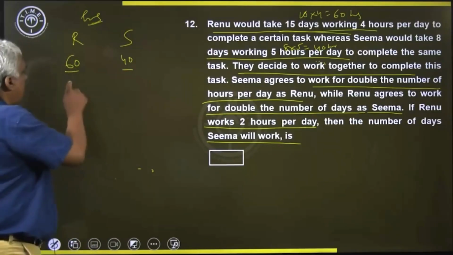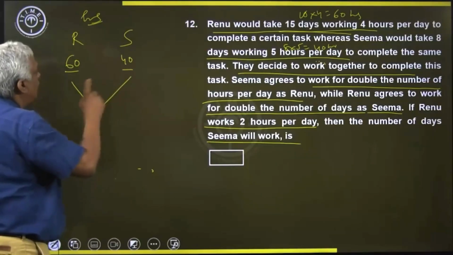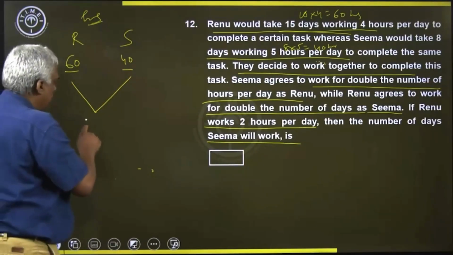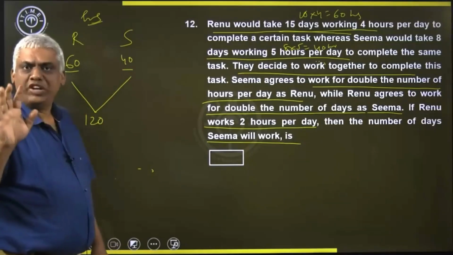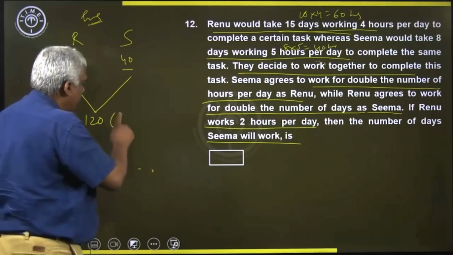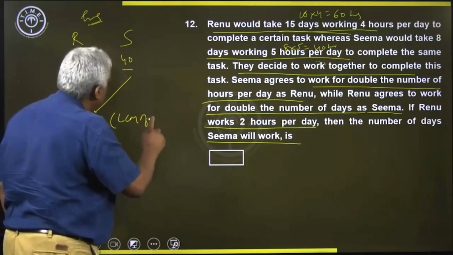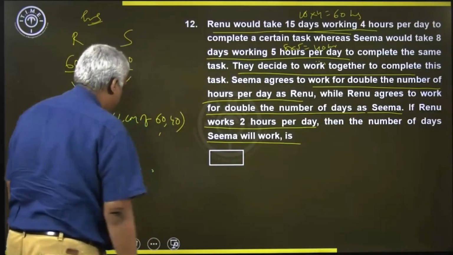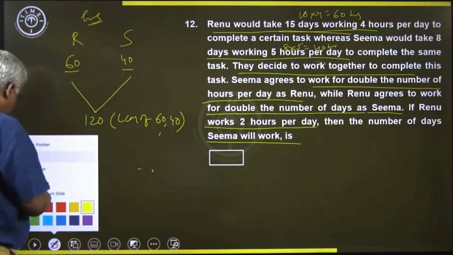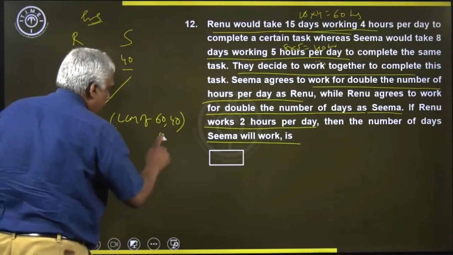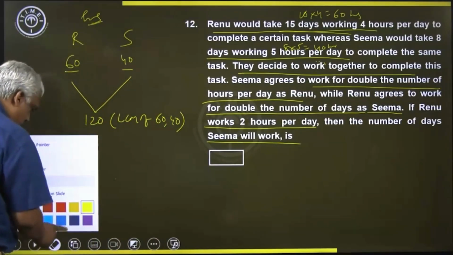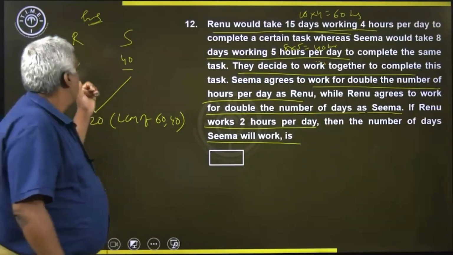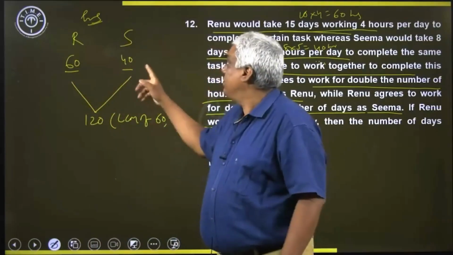Let the total task be the LCM of 60 and 40. LCM of 60 and 40 is 120. So let the total task be 120 units. This 120, how did we get it? LCM of 60 and 40. Now the total work is 120 units. Renu is taking 60 hours, Seema is taking 40 hours.